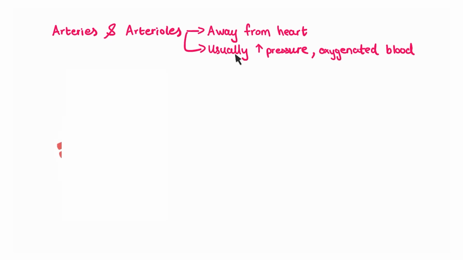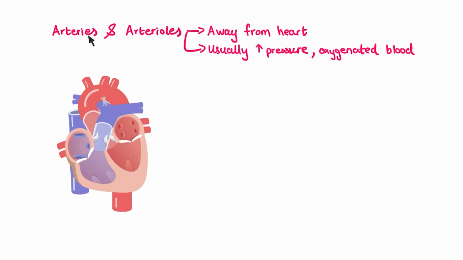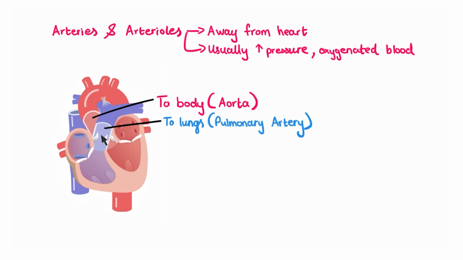Now, there are two arteries that arise from the heart. One of them takes blood from the heart to the lungs. This is called the pulmonary artery. The second one takes blood from the heart to the rest of the body. This is called the aorta.